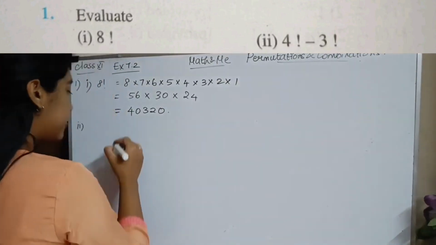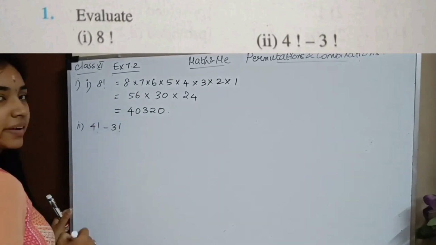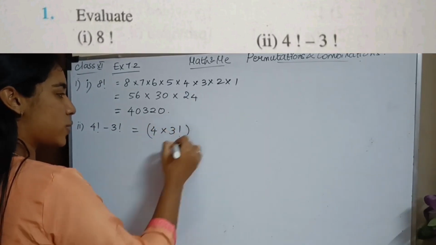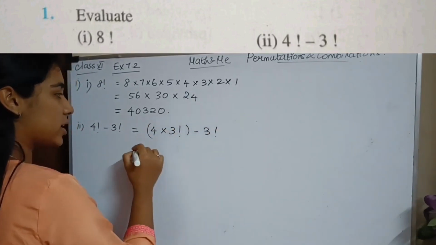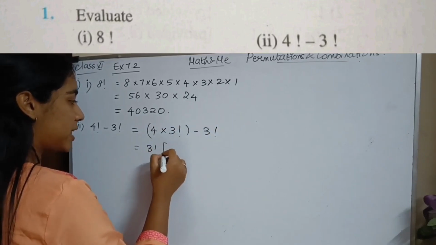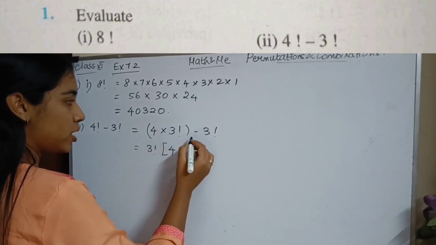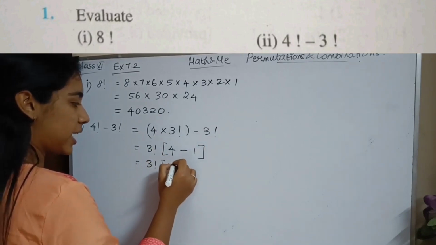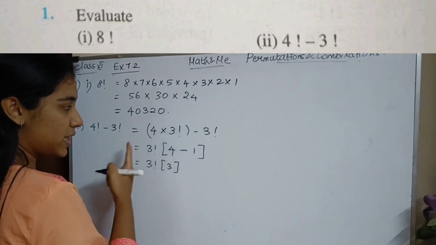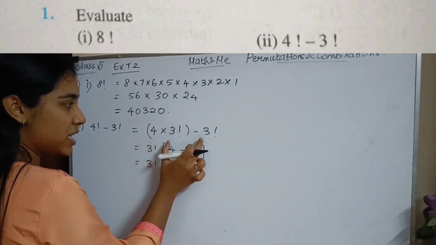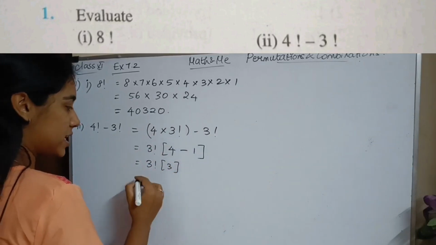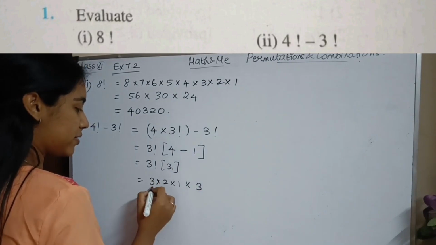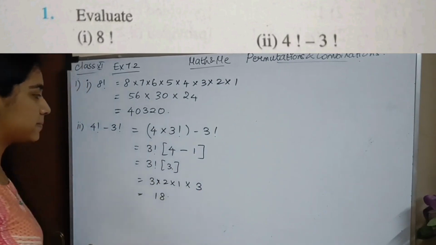Second subsection, 4 factorial minus 3 factorial. So 4 factorial can be written as 4 times 3 factorial. This is one single term, minus 3 factorial. So taking 3 factorial common, what will be left? In my first term, I will be left with the number 4, minus, in the second term, I will be left with 1. So I will have 3 factorial times 3. You understand? 3 factorial, I will have 4 in the first term minus 1 in the second term. So 4 minus 1 is 3. 3 factorial is 3 times 2 times 1, times I have a 3. So 3 twos are 6, 6 threes are 18. Okay.